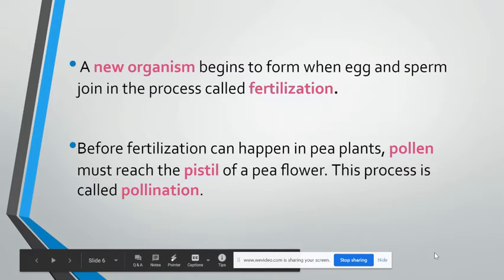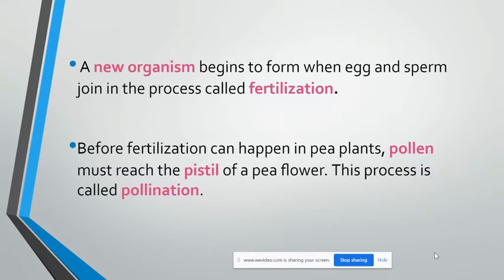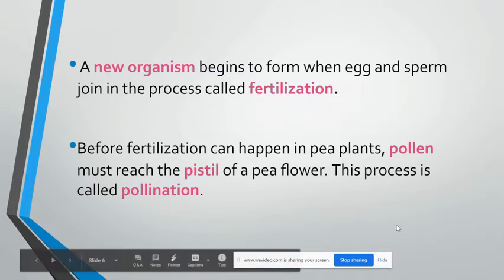So, a new organism begins to form when an egg and a sperm join in the process called fertilization. But for plants, before fertilization can happen in these pea plants, pollen has to reach the pistil of the pea flower. This process is called pollination. It's where that pollen is transferred to the other part of the flower.